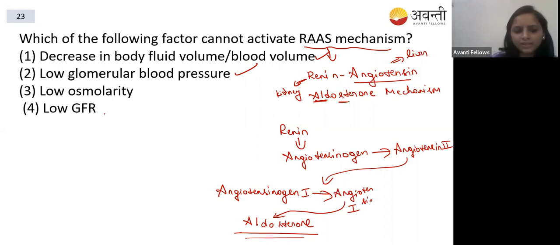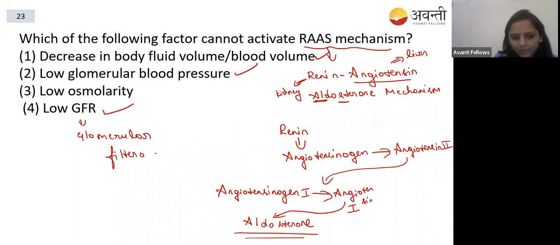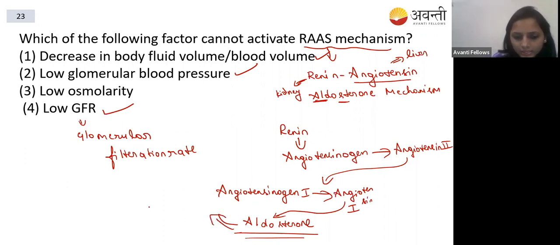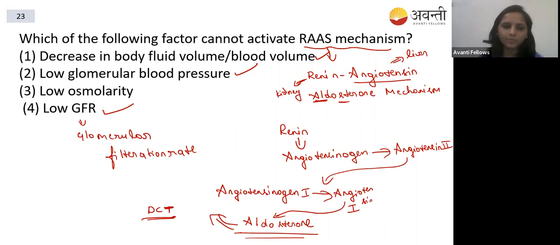Then coming to the low GFR, right? That is nothing but low glomerular filtration rate, right? Okay. So when the glomerular filtration rate is low, at that time also it will lead to the absorption of sodium and water in the distal convoluted tubule. Okay. In the DCT, the sodium and water absorption will take place there.